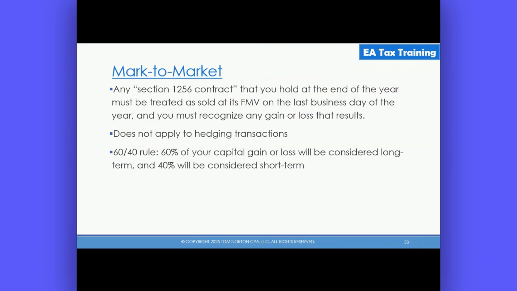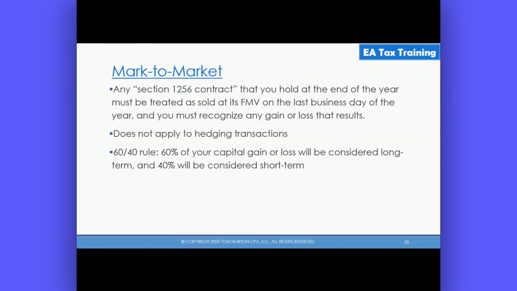This does not apply to a hedging transaction. So if you have certain hedging transactions where the only reason you're entering into this contract is to hedge a position in another security, you can identify that and mark that in advance, and then this treatment will not apply to that. But if you hold any of these contracts, you make the mark to market adjustment at the end of the year, you recognize any gain or loss. There's a special rule about how it is handled. 60% of your gain or loss will be considered long-term and 40% will be considered short-term.